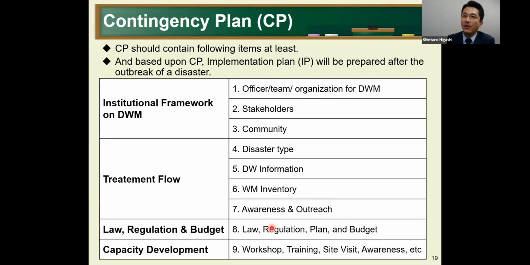Of course, we should develop the law, regulation, and budget. This is very critical to disaster waste management, and we should identify which law, which regulation is best for disaster waste management. And if we don't have one, we should prepare such a regulation or some legal framework. And yes, we need capacity development, including various stakeholders. We should conduct workshops, training, site visits, awareness building, etc. That is the key concept of a contingency plan.